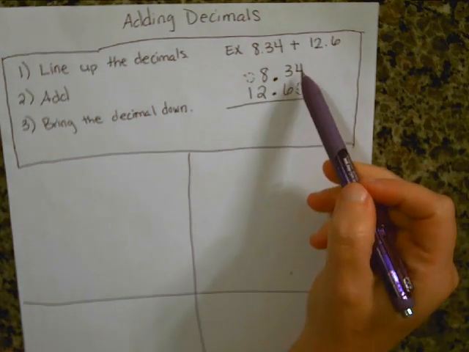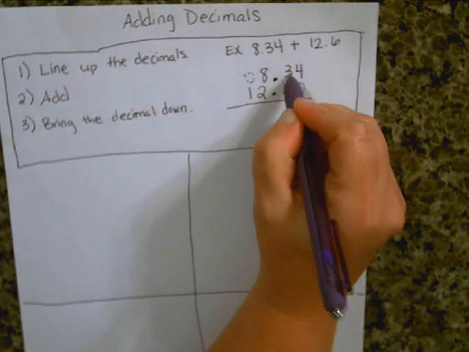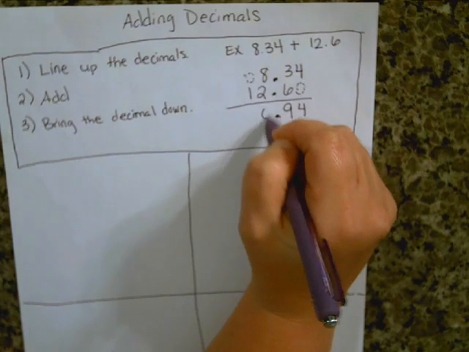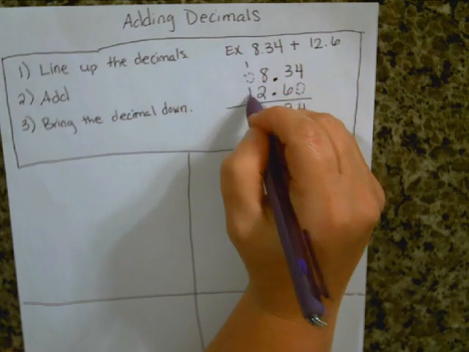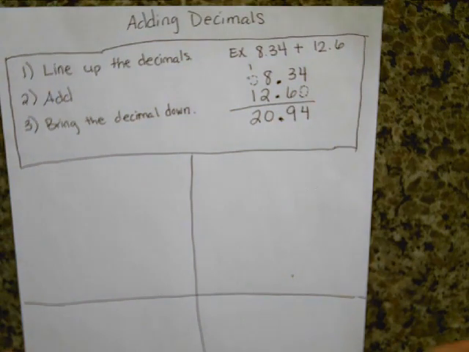So remember we start all the way from the end. 4 plus 0 is 4. 6 and 3 make 9. 8 and 2 is 10. Carry the 1. 1 and 1 is 2. And we bring that decimal right down as our last step.